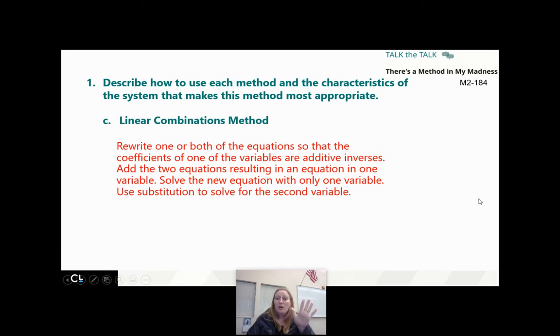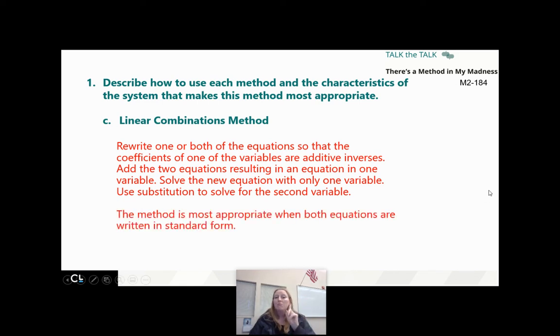Now, I love the linear combinations method, but keep in mind it's most appropriate when both equations are written in standard form, right? That whole ax plus by equals c. So if I see that my equations are both written in standard form, that's when I'm going for that linear combinations method. That's when I'm like, ooh, let's get some additive inverses going on, some opposites, and add our equations together so we can make things cancel out. Die. We're so vicious in math and algebra. It can't be helped.